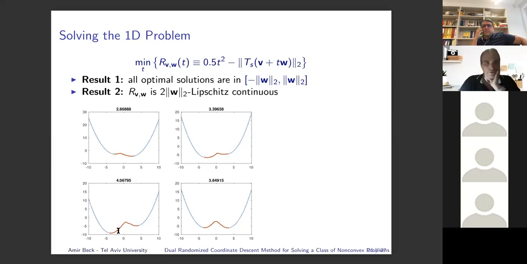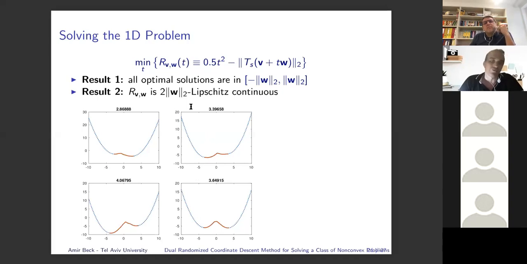These are actually examples, realizations of these one-dimensional problems. The interval that is marked by red is the interval between minus the L2 norm of w and plus the L2 norm of w. And you can see that in all of these examples the optimal solution, the minimizer, is very close to one of the endpoints of this interval. So it's not a huge interval where the optimal solution is inside. But in any case, this is the theoretical result.